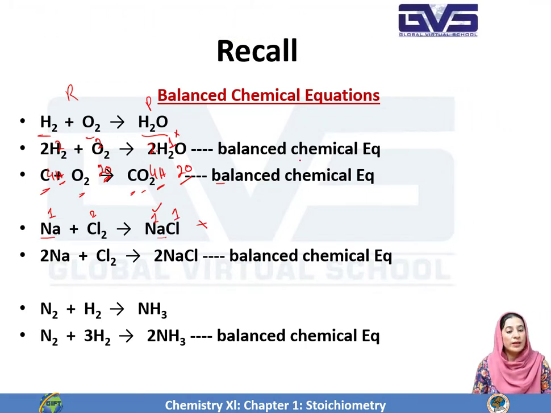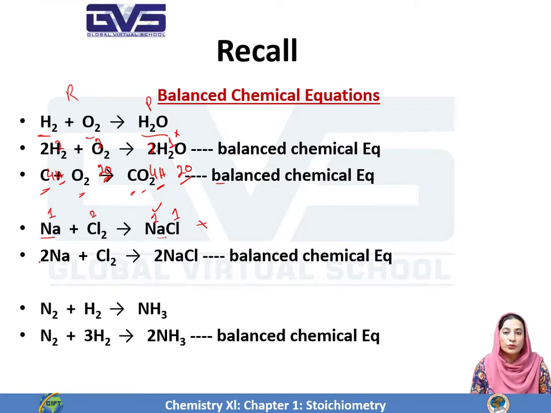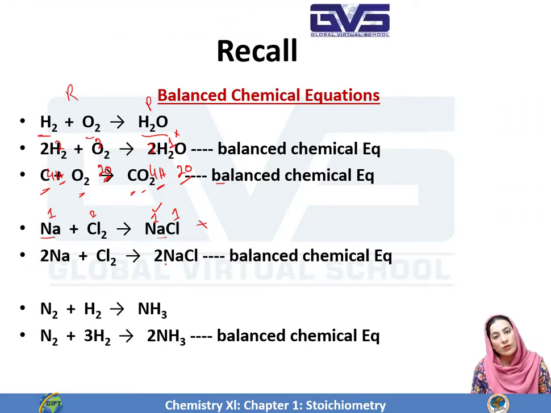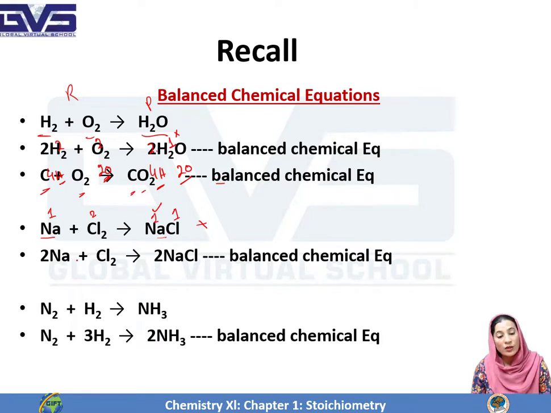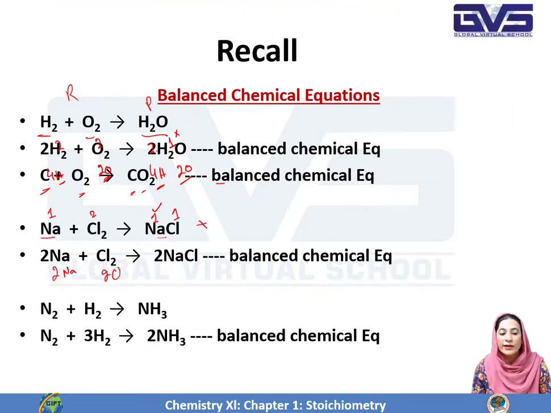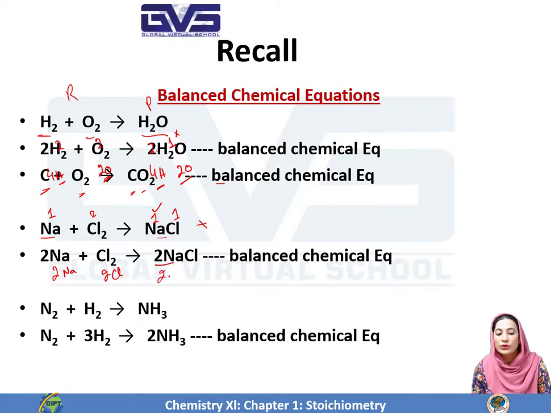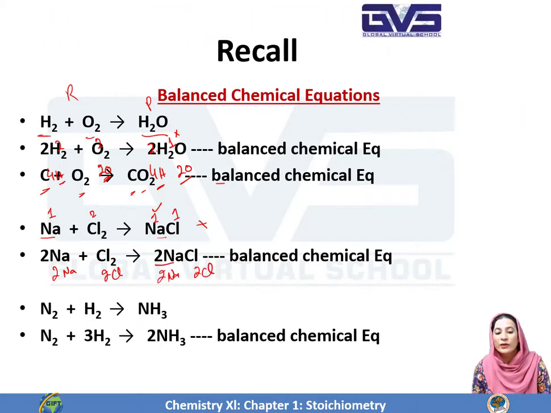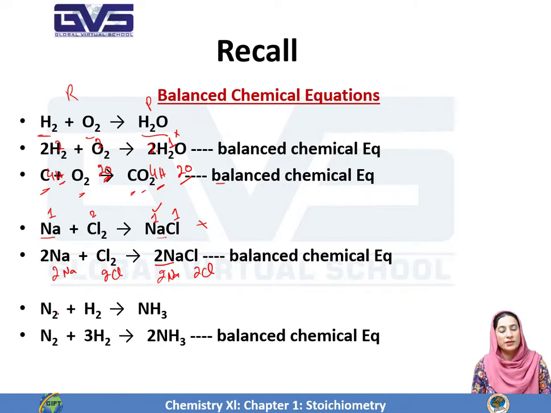So to make this equation balanced, we have to write a 2 with sodium and a 2 with sodium chloride. Now this equation is balanced. How? Because there are 2 sodium atoms on this side and 2 chlorine atoms on this side, and also 2 sodium on this side and 2 chlorine on this side. So now this equation is balanced.